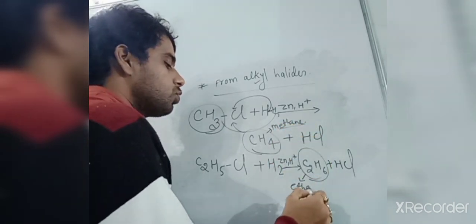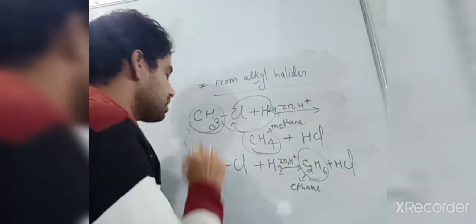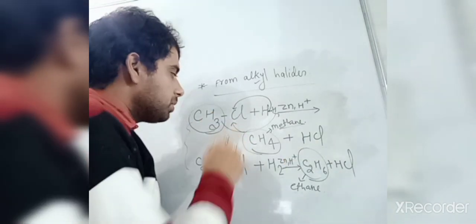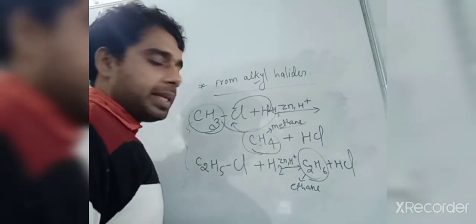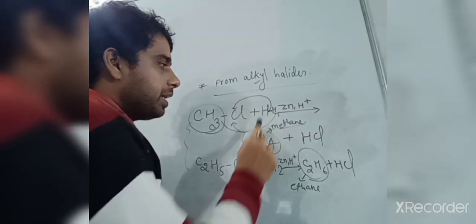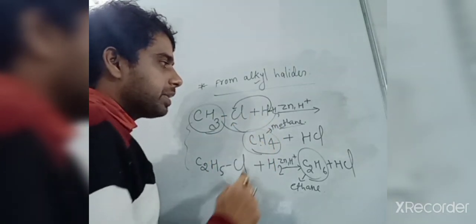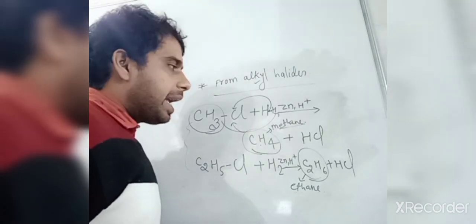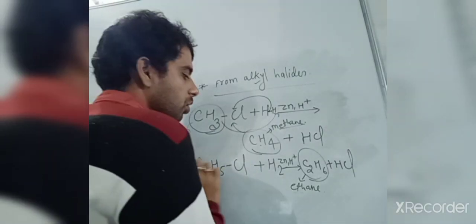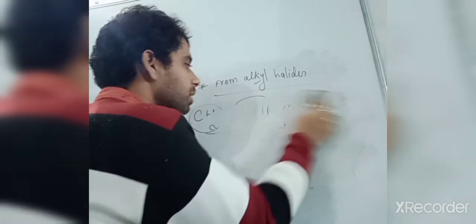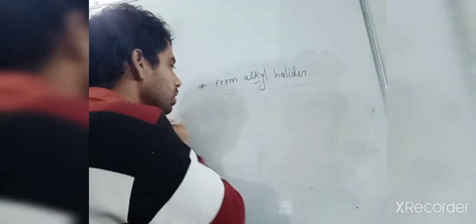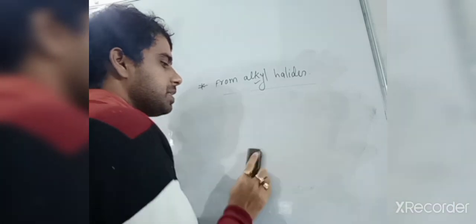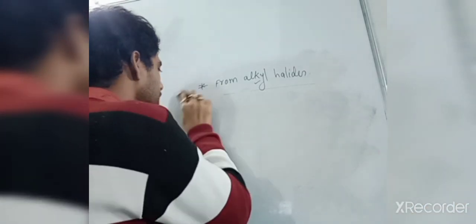So these two examples we have prepared from the alkyl halide, and we have prepared methane and ethane from this alkyl halide by a reducing type of reaction in the presence of zinc and dilute hydrochloric acid. Now the second one is Wurtz reaction, because we are doing it from the alkyl halide, and both of the reactions we must do, because they are part of the preparation of alkanes.